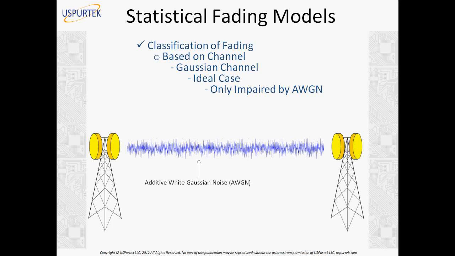If you recall from part 1, because of the temperature, the absolute temperature of anything above 0 degrees K will generate noise. That is this additive white Gaussian noise. So even if you have no fading, no reflection, no refraction, no diffraction, still you have this additive white Gaussian noise, and that represents the ideal channel or a Gaussian channel.